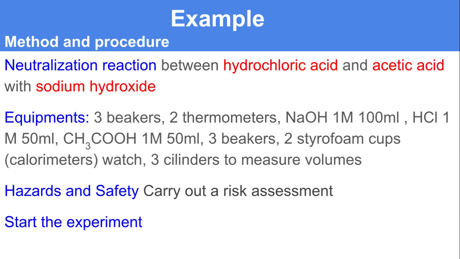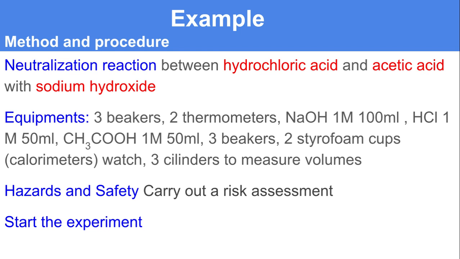And we decide on this equipment: 3 beakers, 2 thermometers, sodium hydroxide 1 molar 100 milliliters, hydrochloric acid 1 molar 50 milliliters, acetic acid 1 molar 50 milliliters, and styrofoam cups, because we're going to measure the temperature and we want to contain the heat in, so we are accurate. Graduated cylinders to measure volumes, etc.